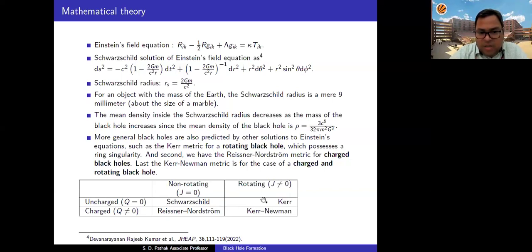No charge, but finite angular momentum, so the black hole starts to rotate: that is available in the Kerr metric, and the Kerr solution is a rotating, uncharged black hole. And if you consider charge and no rotation, that is the Reissner-Nordström black hole, available in the Reissner-Nordström metric. And in the Kerr-Newman, you consider rotation as well as charge. So these are the four types of black hole solutions in the theory.